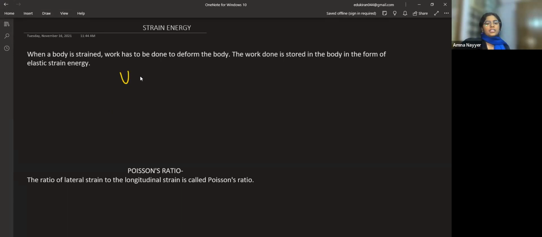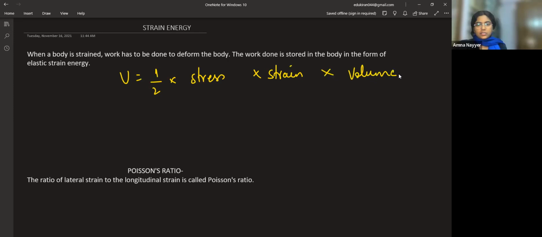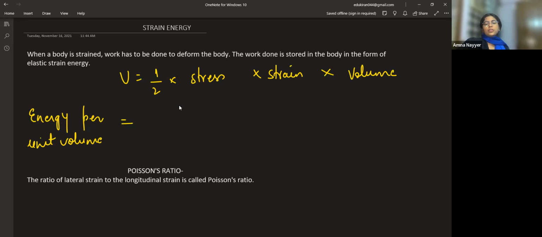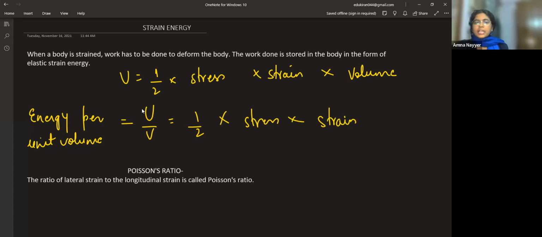So energy will be half stress into strain into the volume of the body. This is the formula. Okay, half stress into strain into volume. So energy per unit volume, if you write, this is half stress into strain, because see, volume will come in the denominator. Correct. Now, this is just stress strain energy that you have to remember.